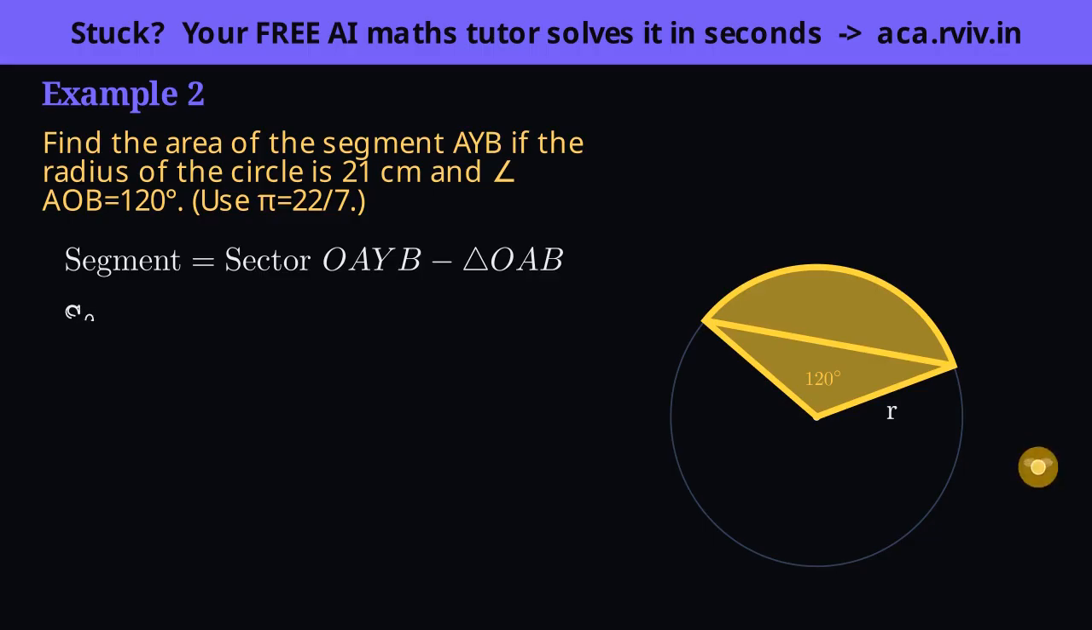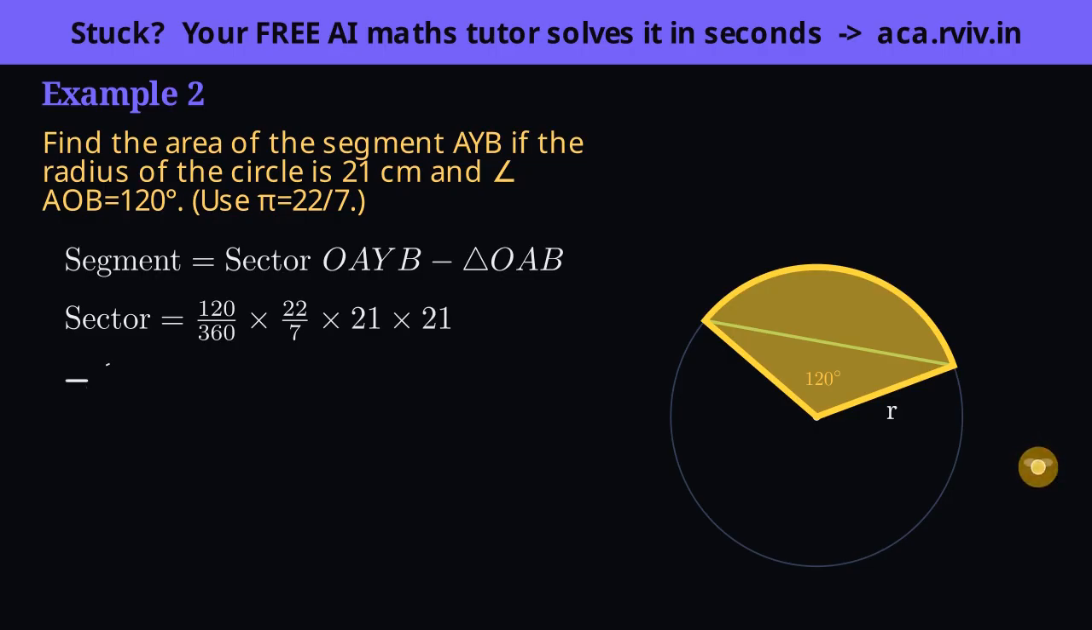Piece 1, the sector. Same idea as before. It's the angle fraction of the whole circle, theta over 360 times pi r squared, with theta 120 and r 21. Notice the question gives pi as 22 over 7. That's the smart choice here because 21 is a multiple of 7, so the 7s will cancel and keep us in whole numbers.